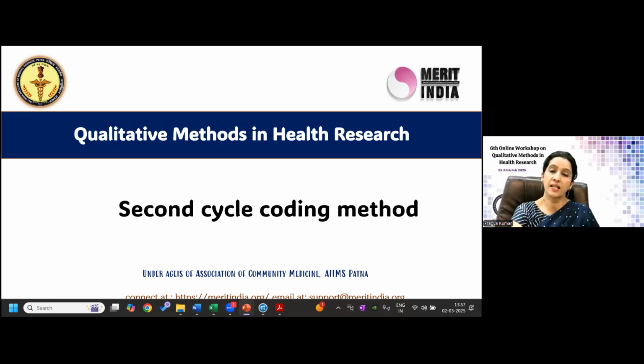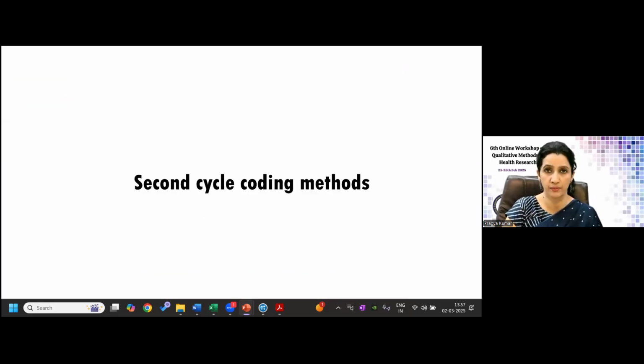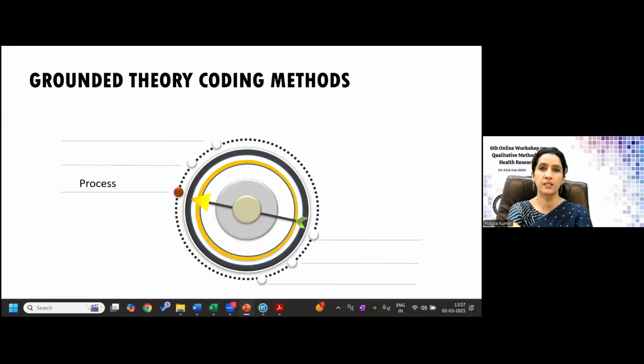Especially, the second cycle coding methods have been defined in the context of grounded theory. In one research article we have seen that the rest of the methodology is okay, but for analysis only, they went for a grounded theory approach. If somebody writes that they have used a grounded theory approach for analysis, that means they have used two cycles of coding, first cycle coding and then second cycle coding. So what is the second cycle coding method? We also call it grounded theory coding, because in grounded theory you start inductively and you don't use any prior framework.